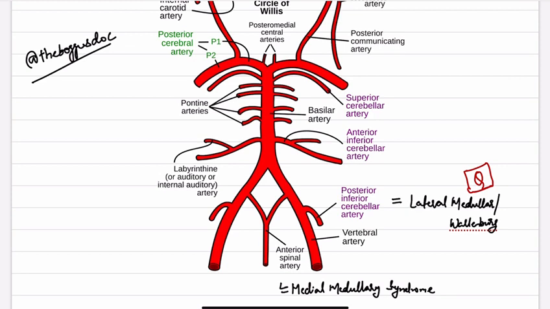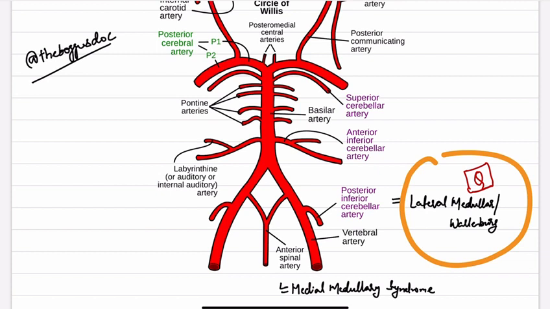Okay, so there was a question in a previous year exam: what does a posterior inferior cerebellar infarct cause? It causes lateral medullary syndrome. You have to remember it by heart anyhow. There are some things that you have to remember. Here is the circle of Willis and its blood supply. You have to remember it by heart.